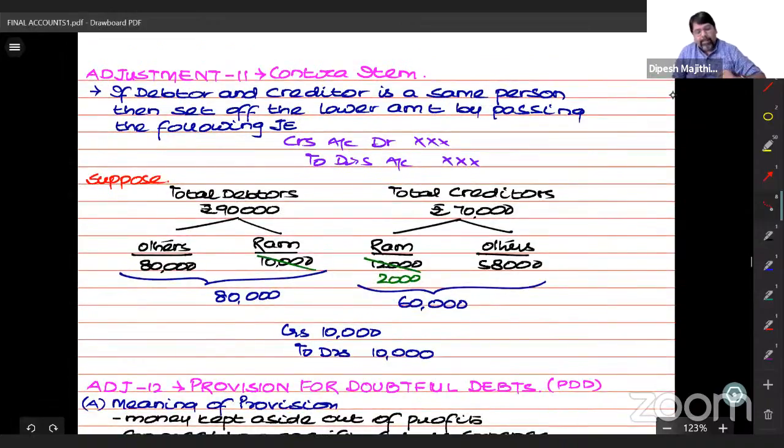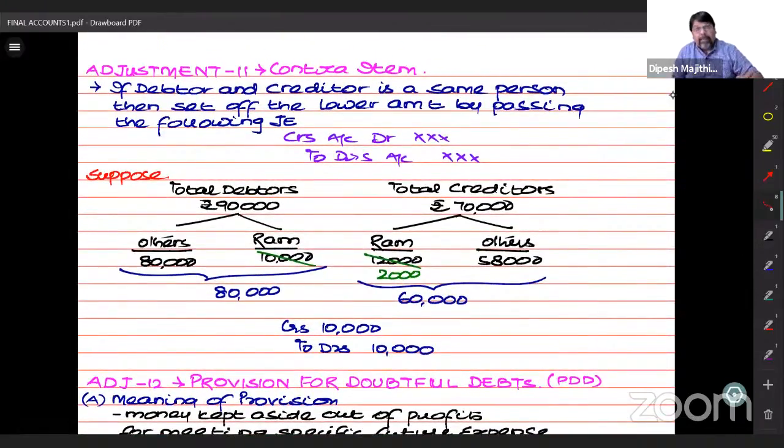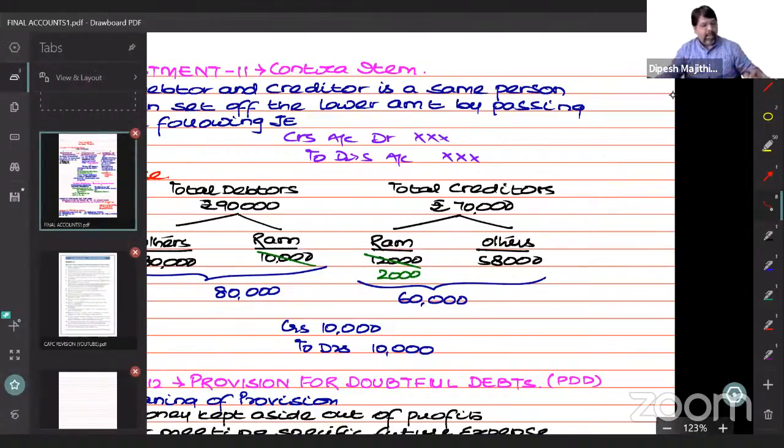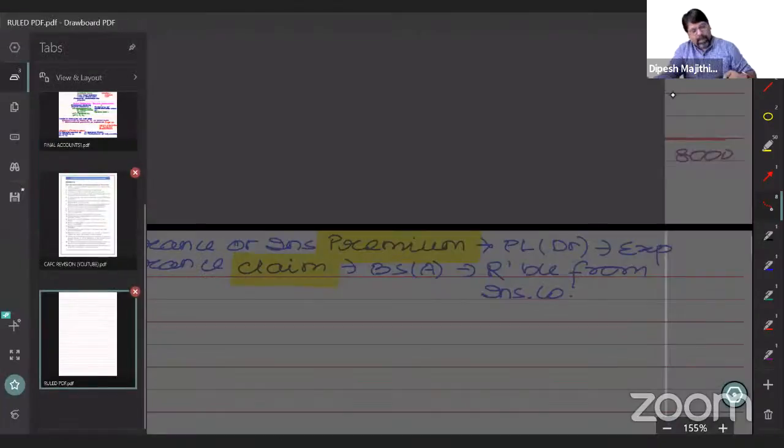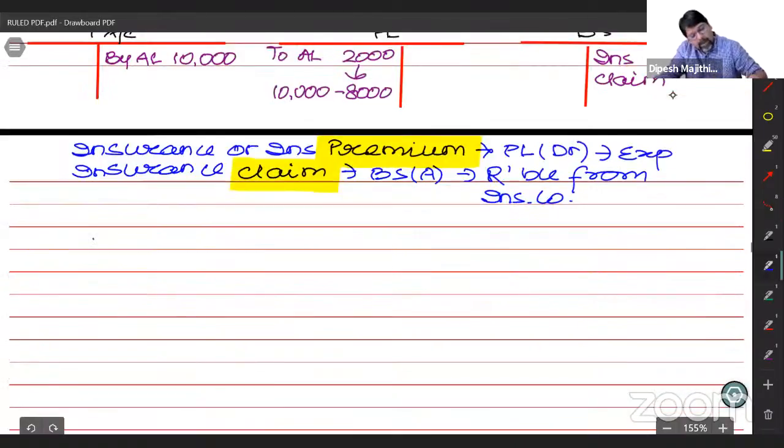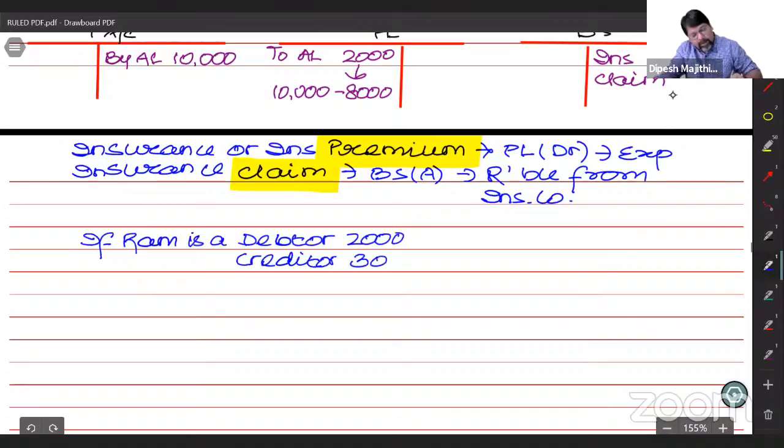Contra item. If debtor and creditor is the same person, then set off the lower of the amount by passing the following journal. That means, if you want, you can take a pic of this and then I'll explain to you. If Ram is a debtor of 2000 and creditor of 3000, then the lower figure is how much? 2000. That means less 2000 from debtor and creditor.